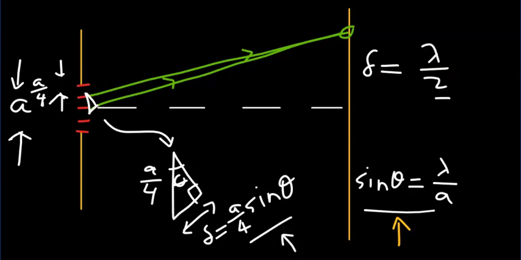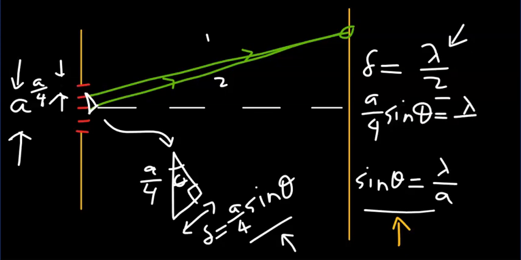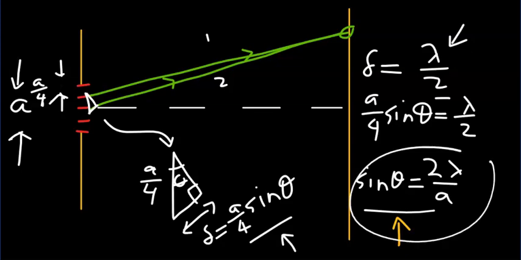Equating this to the fact that the phase difference between these two rays, 1 and 2, is half the wavelength, we get a over 4 sine theta equals lambda over 2. You see that sine theta will turn out to be 2 lambda over a, which is also a condition for destructive interference to occur there, namely a dark spot.